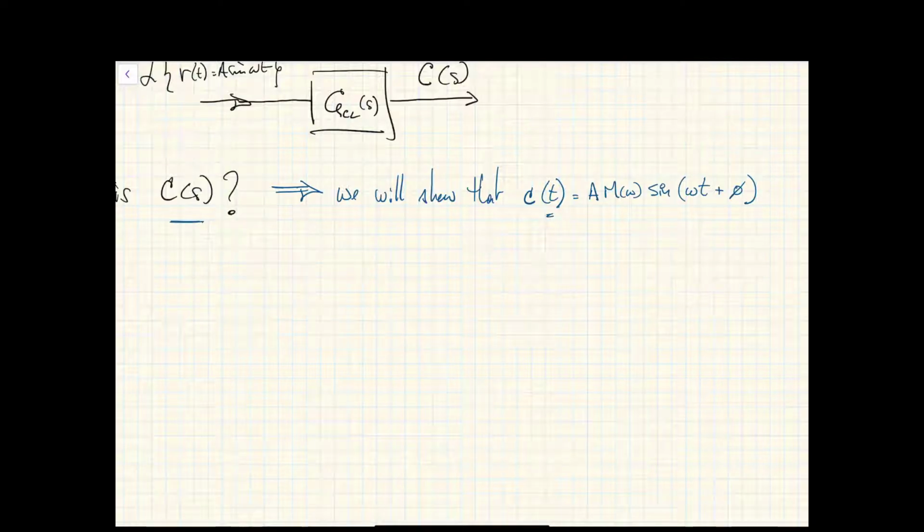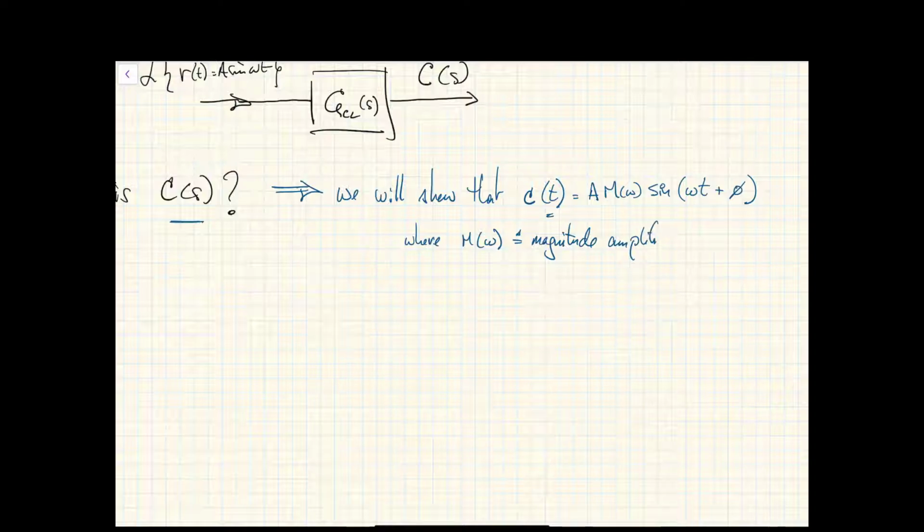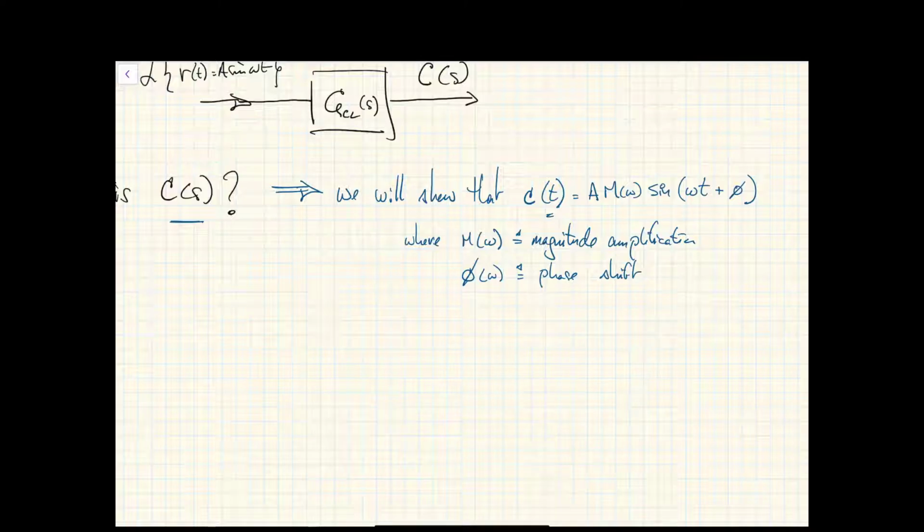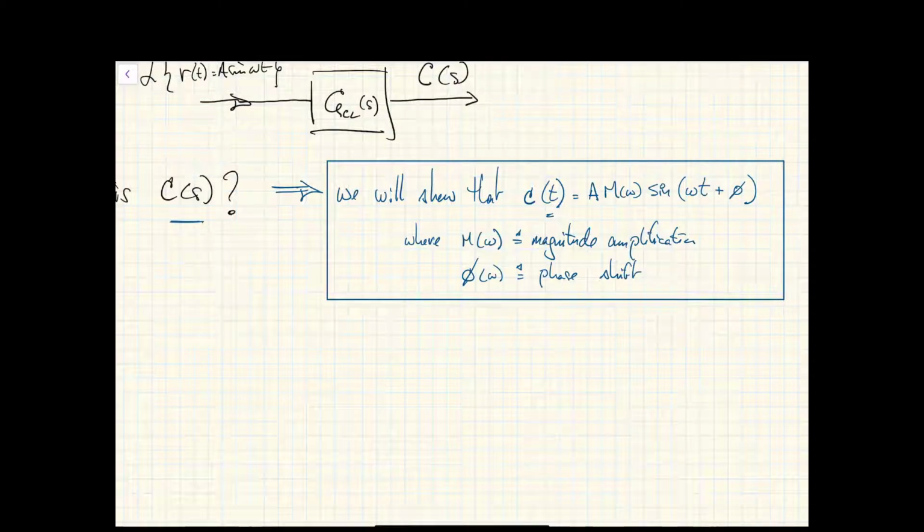Okay, so M of omega is the magnitude amplification, and phi of omega is the phase change, the phase shift, we're going to call it. And this is the whole point of the analysis in this video: to demonstrate that that's what we end up having, and what the implications of that are.